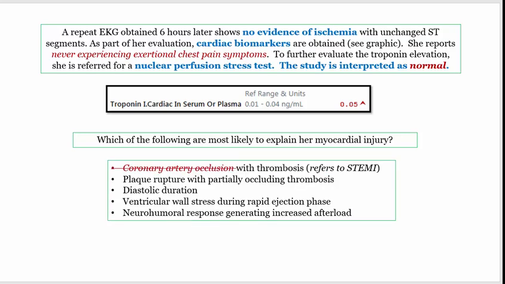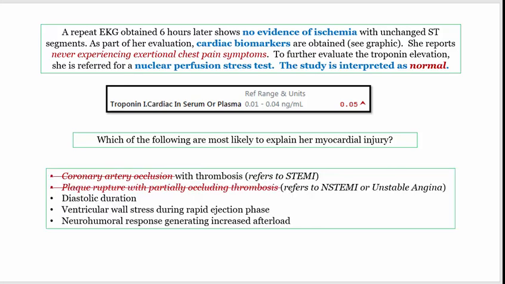So we can exclude the first option, which would be the description of ST elevation MI. The second option, plaque rupture with partially occluding thrombus, is seen in unstable angina or non-ST segment elevation MI. However, the normal EKG, mild injury with negative nuclear perfusion study essentially eliminates the second option.